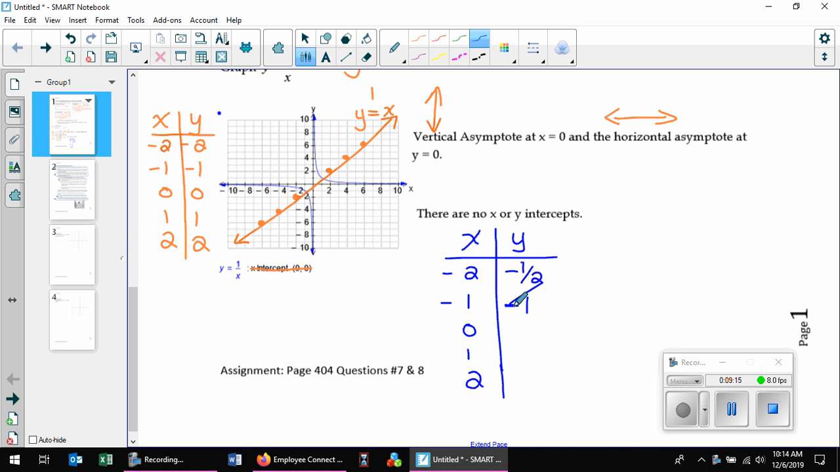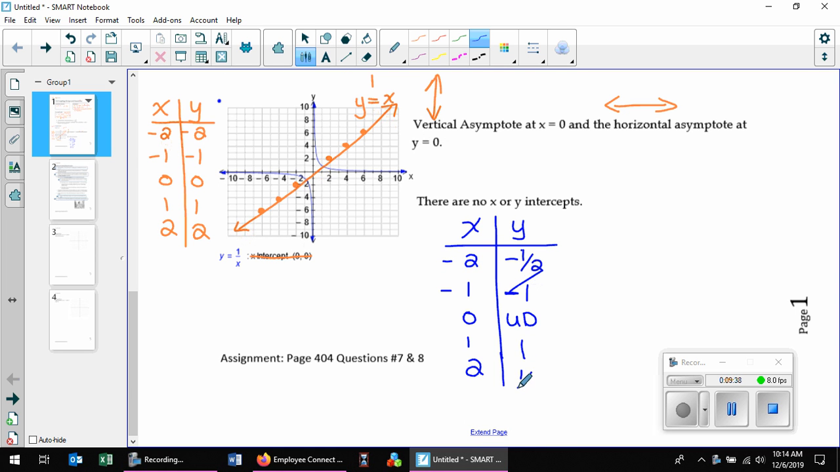At 0, if I flip 0, so 0 is on the top, 0 goes on the bottom, and that can't happen. So we call that undefined. Right? That's undefined. That's where my asymptote is. 1 reciprocated is 1, and 2 reciprocated is 1/2. Okay, so this here is an asymptote.